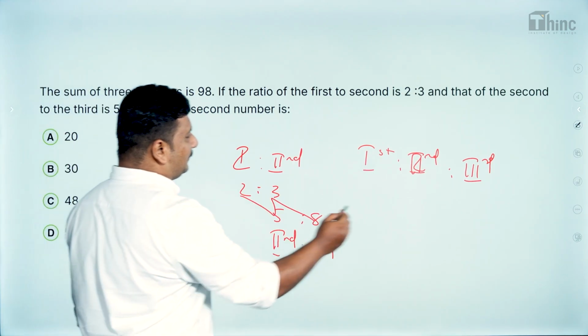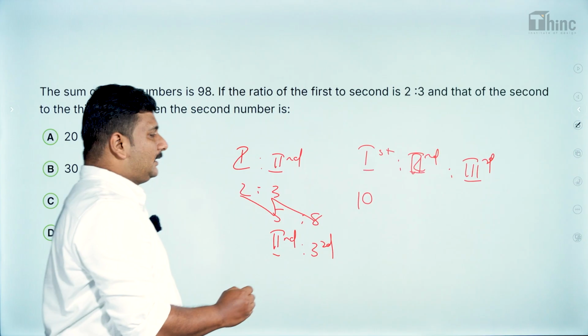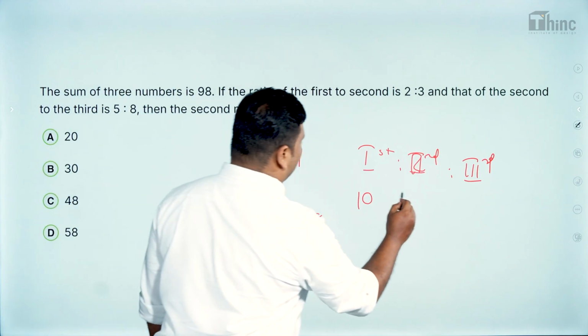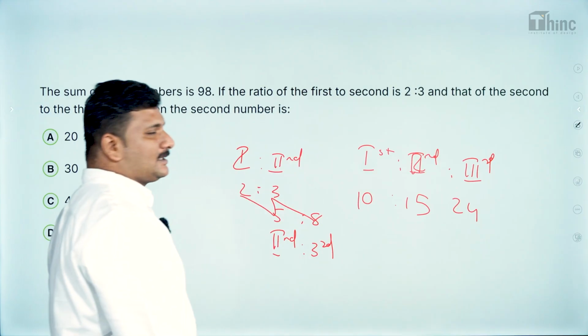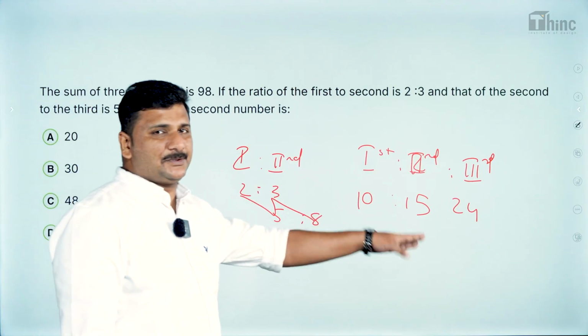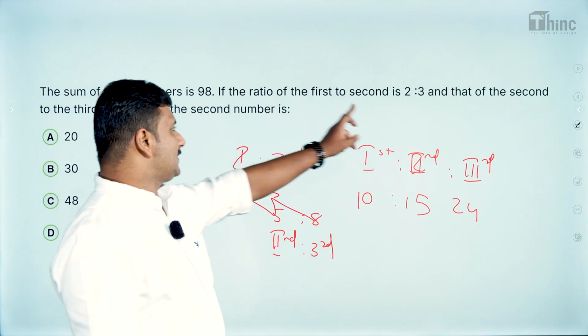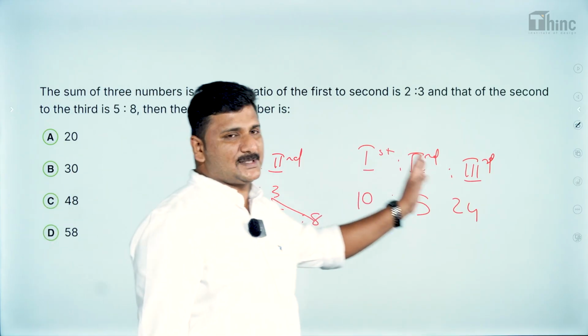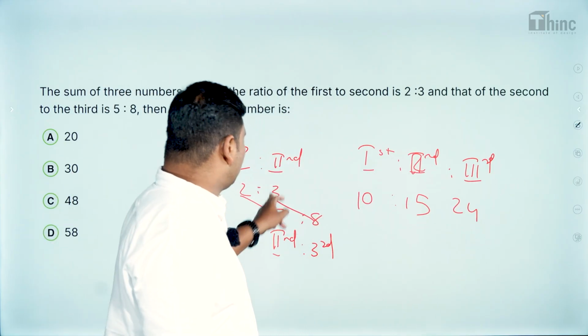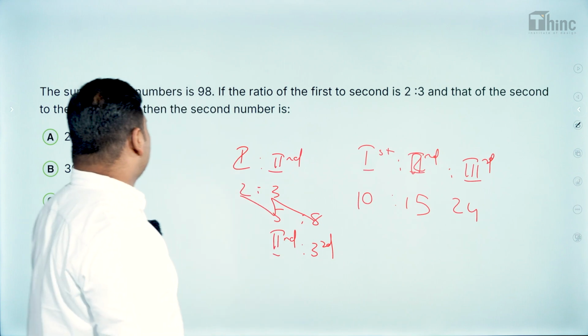So we have 2 into 5, that is 10. Right? So we have 3 into 5, that is 15. And then we have 3 into 8, that is 24. So basically the three numbers are in the ratio of 10:15:24. So actually we know the ratio of the first to second, we know the ratio of second to third. So we can make it a ratio like first is to second is to third by just multiplying them in a zigzag manner.